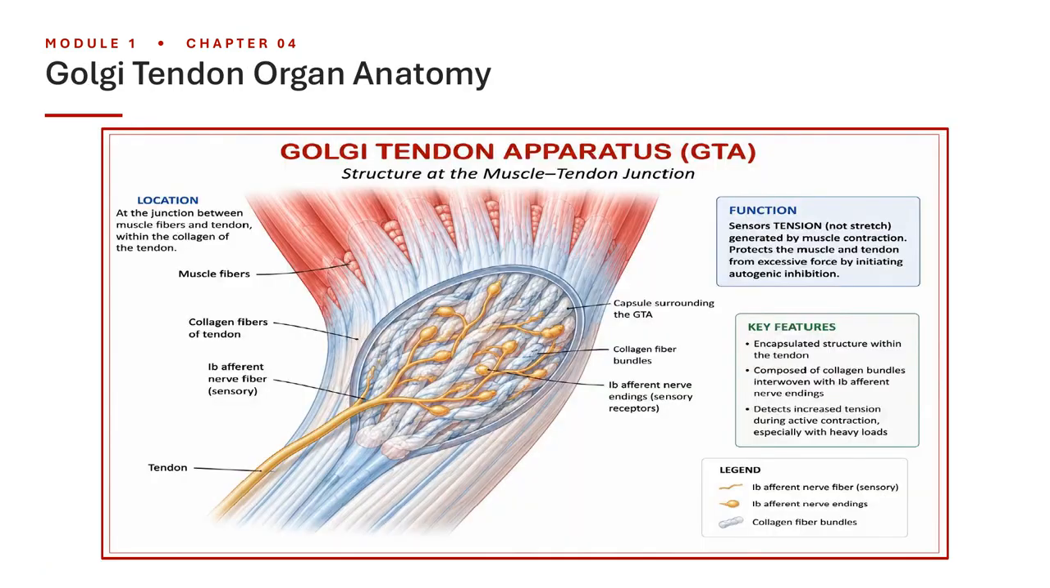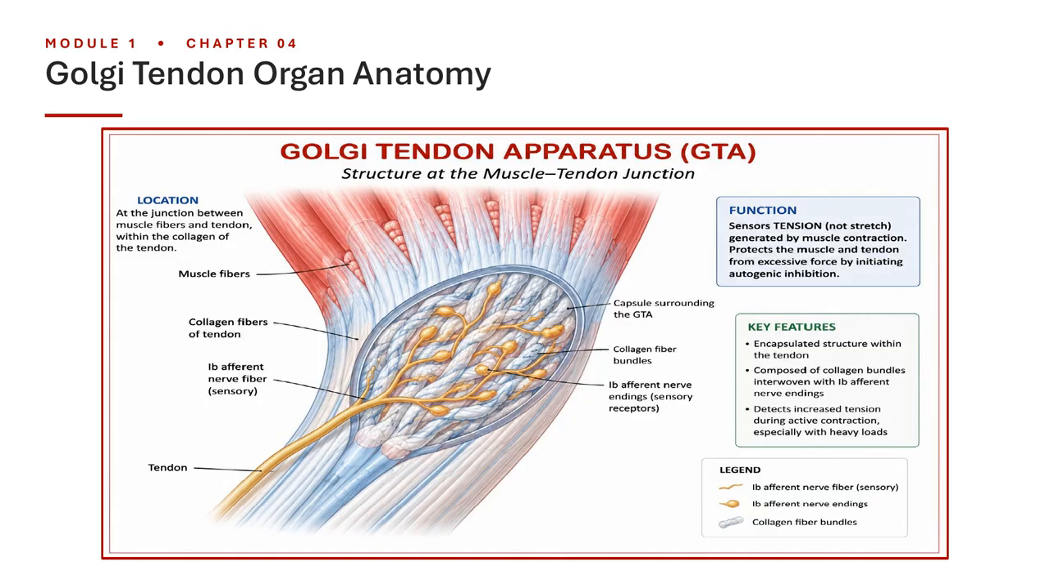Here is the anatomy of the Golgi tendon organ in detail, located at the musculo-tendinous junction. The GTO is a capsule of collagen fibers interdigitated with the terminal portion of the muscle fibers as they transition into tendon. The 1B afferent nerve fibers are braided through this collagen matrix. When the muscle contracts and pulls on the tendon, the collagen fibers of the GTO are mechanically deformed, which activates the 1B afferent endings embedded within them. This is a tension sensor, not a length sensor.